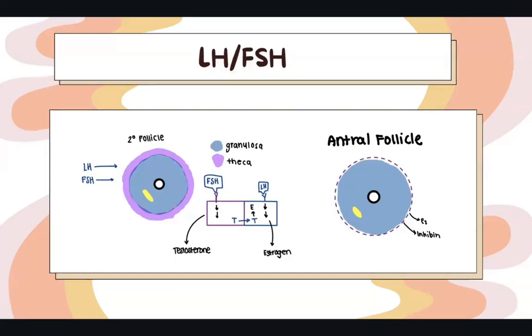One last step of maturation is the antral follicle, which produces a lot of estrogen and something called inhibin, which allows the release of only luteinizing hormone, and is why the LH surge occurs. Excess LH causes the antral follicle to rupture and the oocyte is released, which is now a mature haploid cell.